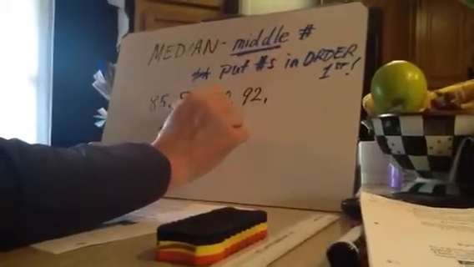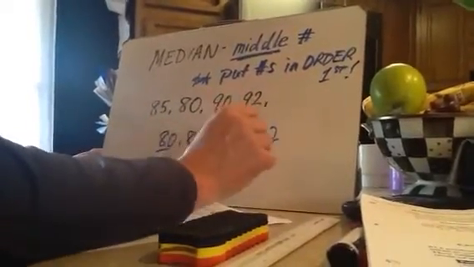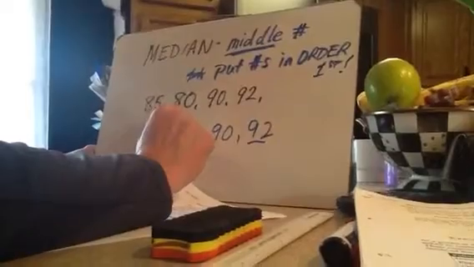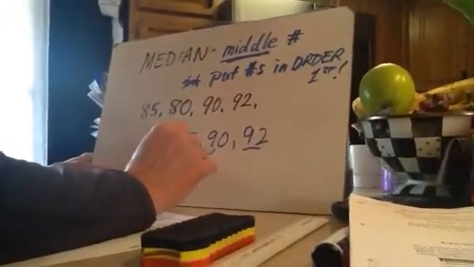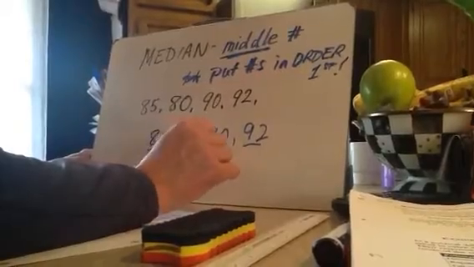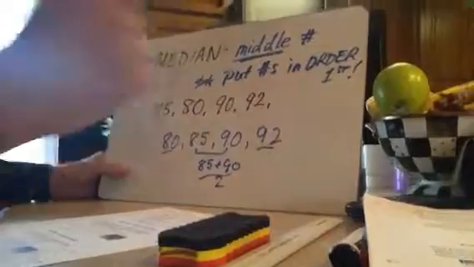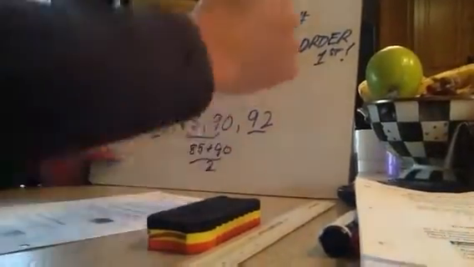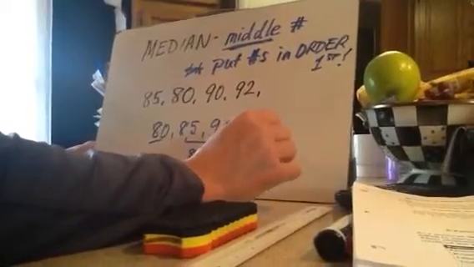And what number is the middle number? Okay, so I do it this way, 1 and 1, and then whoops, we don't have a middle number. So we need to add together the 85 plus the 90 and divide it by 2. All right, 85 plus 90 divided by 2 gives us 87.5. That would be the median.